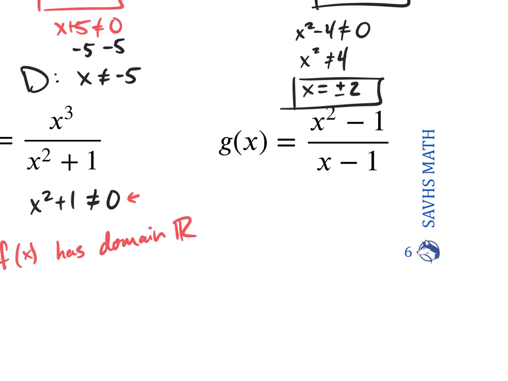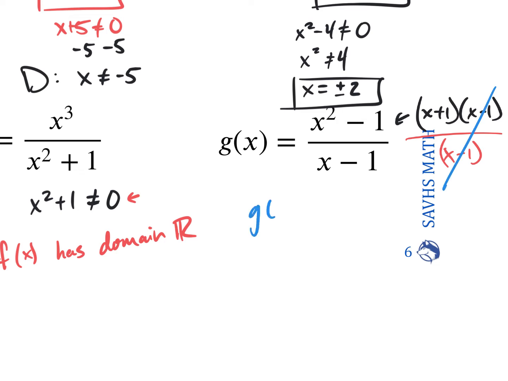Okay, this one is super interesting because the top actually factors into x plus 1 times x minus 1. And now we have this x minus 1 on the bottom. And so you might be convinced that you could cancel those. And we would just say that g of x is equal to x plus 1, right? You might be saying, well, why can't I do that?